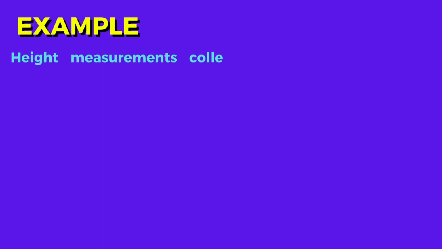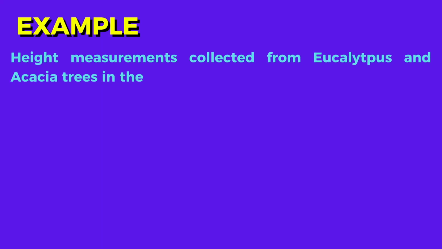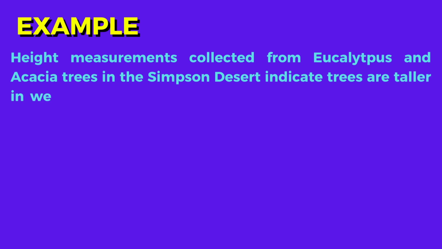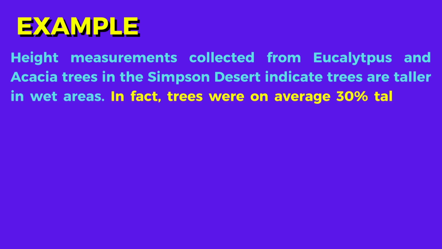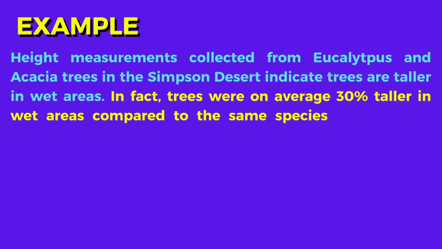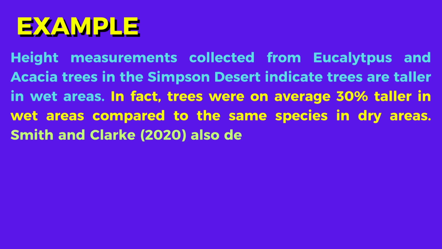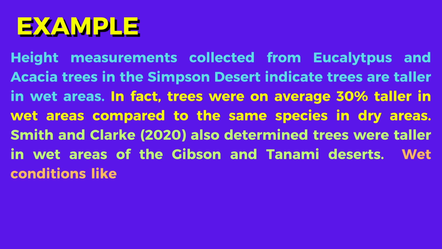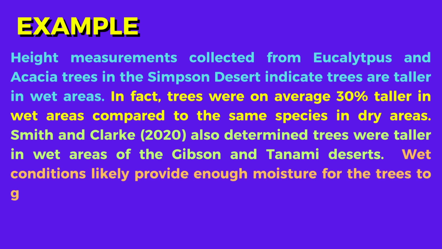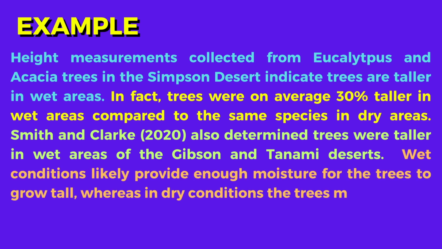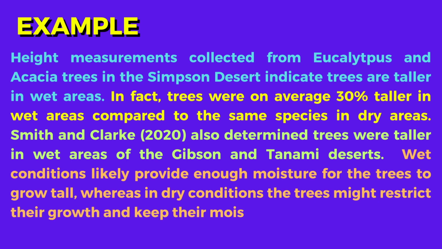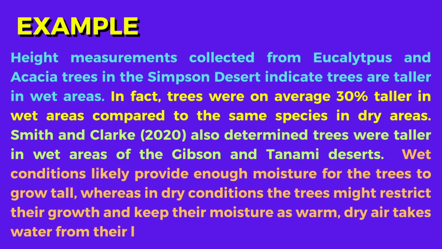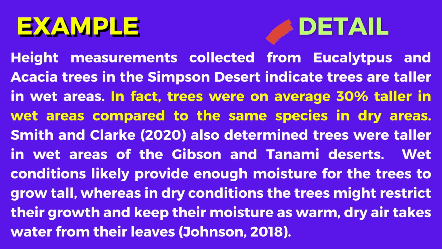Here's an example of a discussion paragraph. Height measurements collected from eucalyptus and acacia trees in the Simpson Desert indicate trees are taller in wet areas. In fact, trees were on average 30% taller in wet areas compared to the same species in dry areas. Smith and Clark 2020 also determined trees were taller in wet areas of the Gibson and Tatami deserts. Wet conditions likely provide enough moisture for the trees to go tall, whereas in dry conditions the trees might restrict their growth and keep their moisture as warm, dry air takes water from their leaves. Johnson 2018.